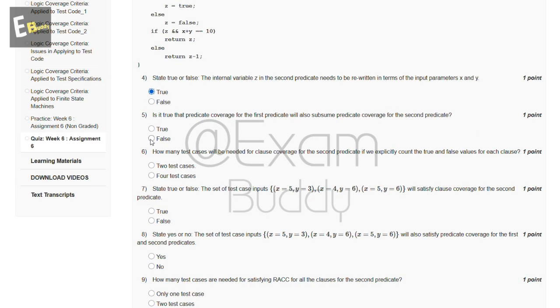Now the fifth question is, is it true that predicate coverage for the first predicate will also subsume predicate coverage for the second predicate? So these are the options, true and false. So the answer of our fifth question is false.